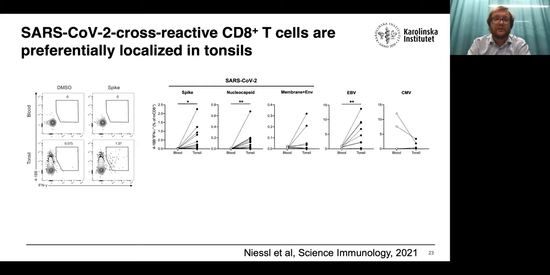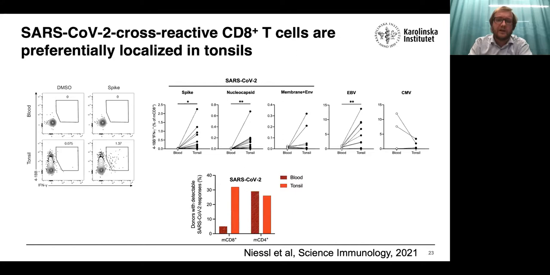So what's the difference if you look into SARS-CoV-2 specific responses in blood versus tonsils? These are flow plots on the left side, which are a comparison between blood and tonsils. This is DMSO, so this is negative background. And indeed, when you look into the blood versus tonsil, you find higher cross-reactive SARS-CoV-2 specific responses in general in tonsils. This is just a chart showing that it's higher for spike and nucleocapsid. It doesn't reach significance for membrane.